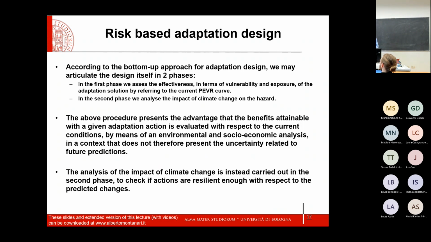Adaptation design may be articulated in 2 phases. In a first phase, we assess the effectiveness in terms of vulnerability and exposure of the adaptation solution by referring to what I call here PIV curves. Why PIV? Probability, exposure, vulnerability, risk. And in the second phase, we may analyze the impact of climate change on probability.